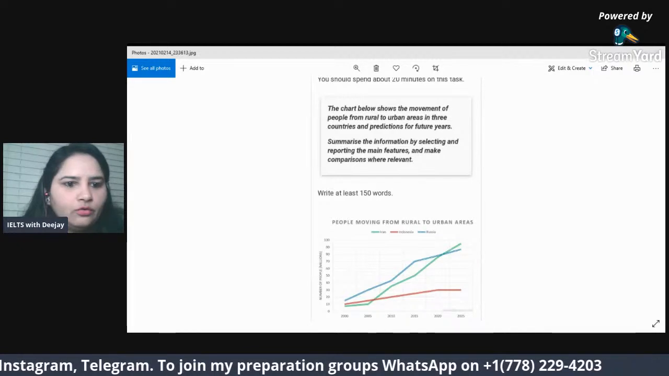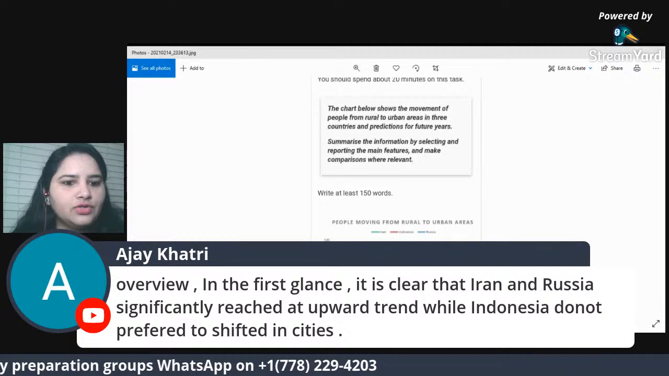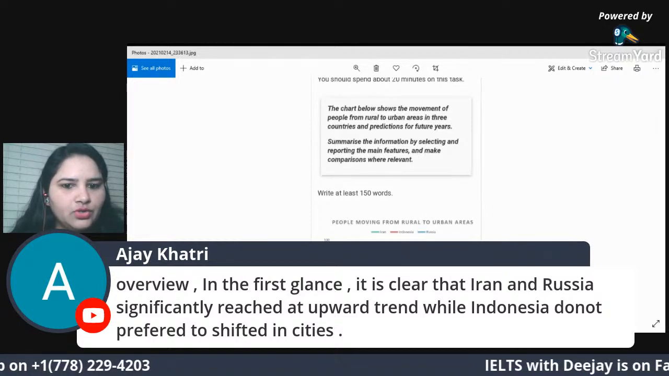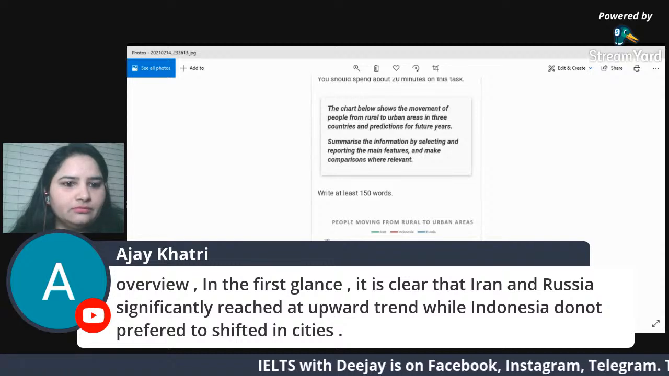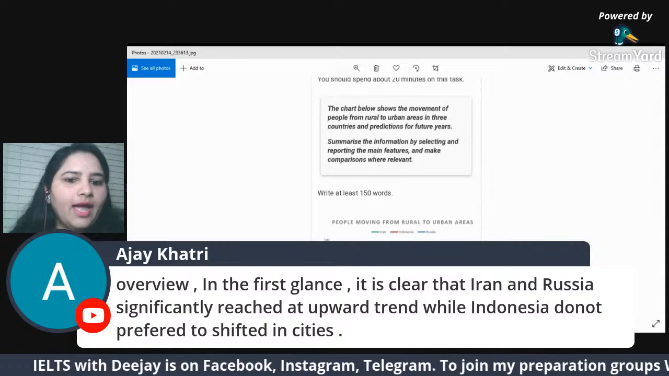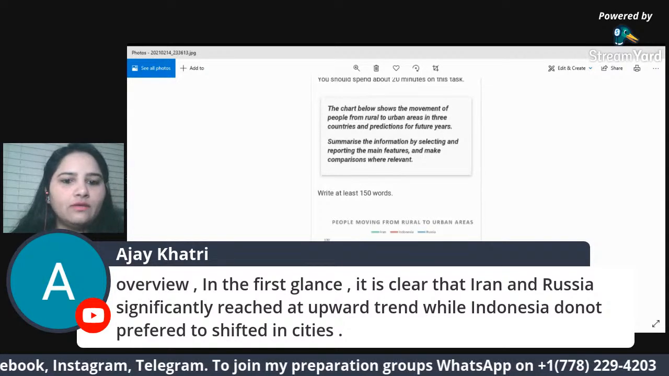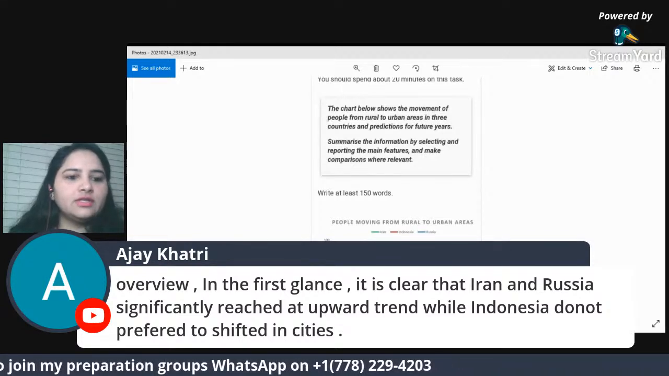Okay, we have the overview. At first glance, it's clear that Iran and Russia significantly reached an upward trend, while Indonesia do not prefer to shift to cities. Mismatch. Do not prefer. And it will be Indonesia does not, because Indonesia is singular.